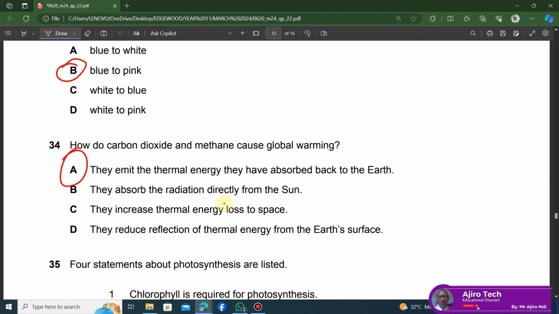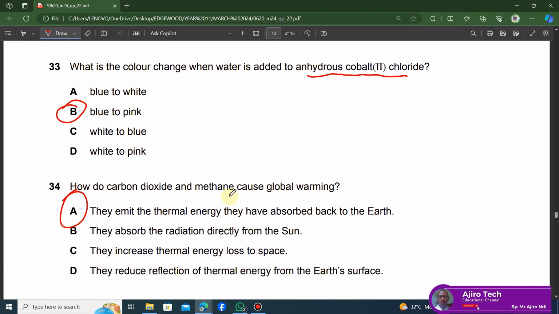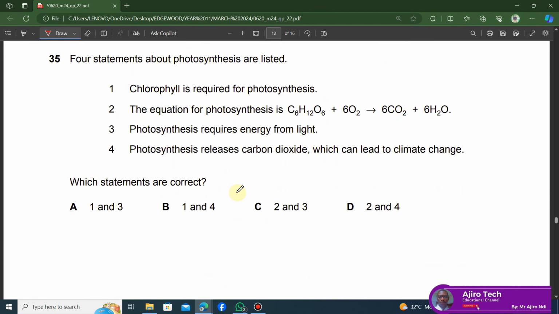Remember the steps involved. First, thermal energy is emitted from the sun to the surface of the earth, and then the earth absorbs and reflects the thermal energy. This same thermal energy that is reflected will now be absorbed back to the earth, and that's what results in global warming.